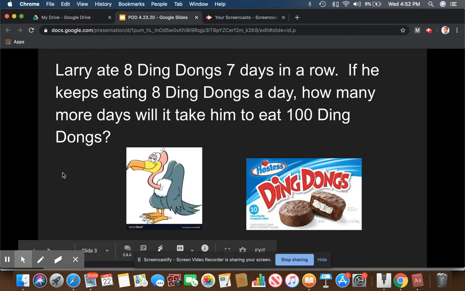We have Larry, who ate 8 ding dongs 7 days in a row. So he's been busy eating ding dongs during this quarantine. And if he keeps eating 8 ding dongs a day, how many more days will it take him to eat 100 ding dongs total? So he's already eaten some ding dongs. How many more days will it take him to eat 100 if he keeps eating 8 per day?